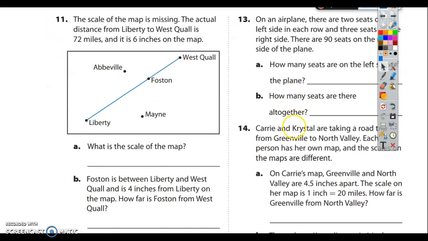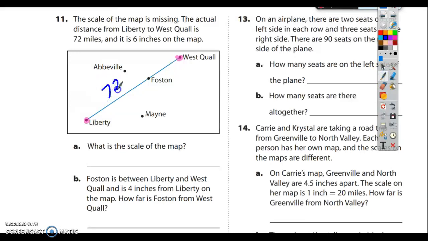Number 11 reads, the scale of the map is missing. The actual distance from Liberty to West Qual is 72 miles and it is 6 inches on the map. So if we go from Liberty here to West Qual here, we know that it is 72 miles in real life, and on the map it's 6 inches. And what we're trying to figure out is a scale. The scale is the thing that goes down in the corner of the map that usually tells us, it would say something like 1 inch on the map is equal to blank miles in real life.